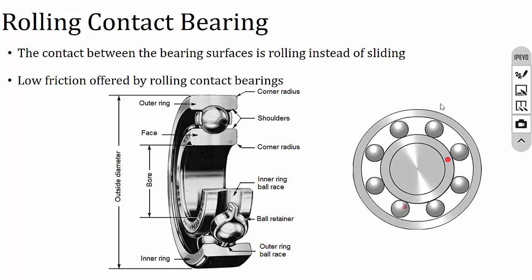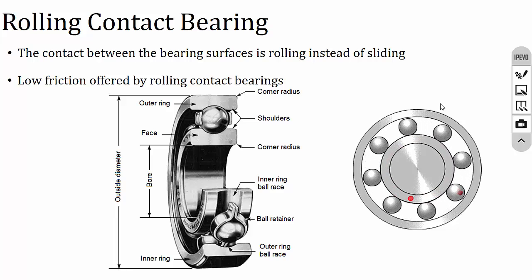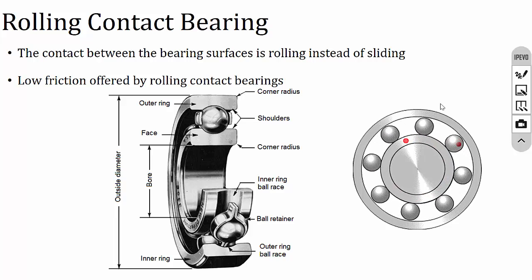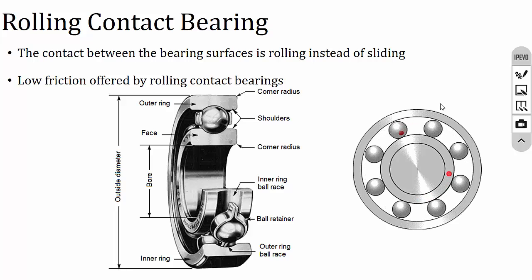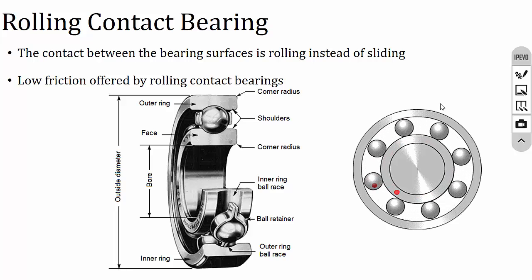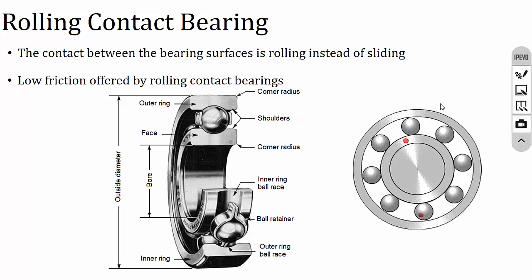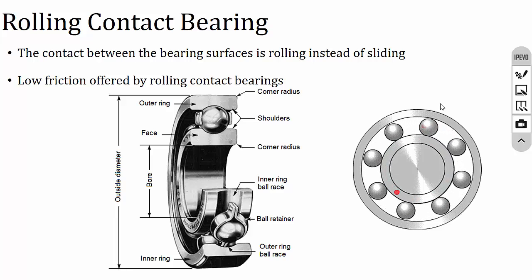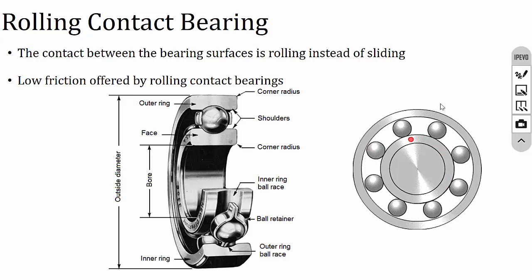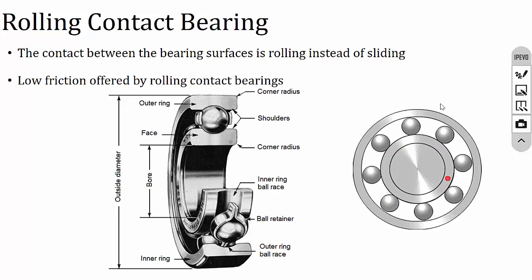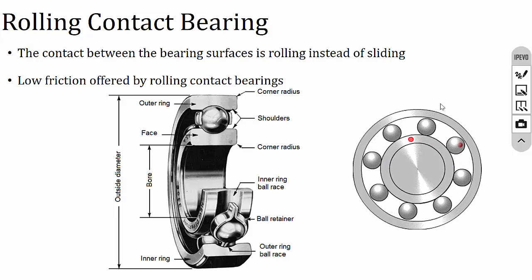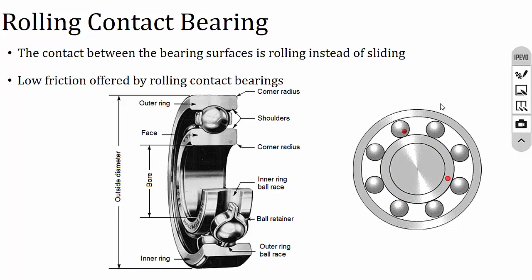In sliding contact bearing, lubrication is used to separate the inner race and outer race. In the case of rolling contact bearings, rollers or balls are used to separate the inner race and outer race. Here a very low amount of friction is produced because the balls and rollers provide a smooth operation between inner race and outer race.